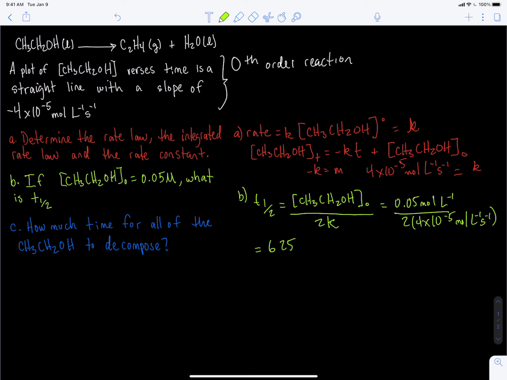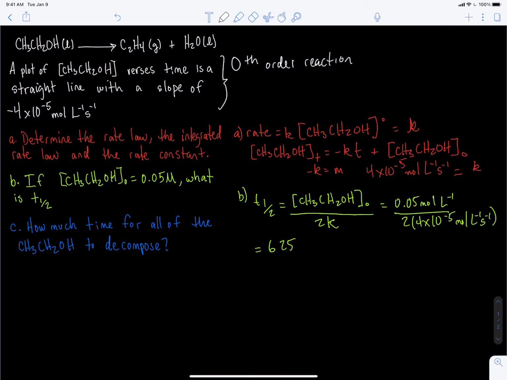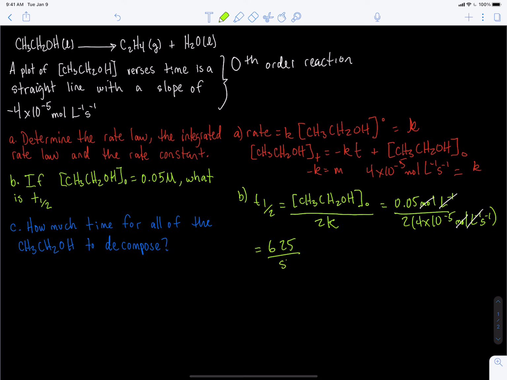625. And if we come and look at our units over here, we see that moles and moles cancels out, inverse liters and inverse liters cancel out. And so we end up with the 625 over inverse seconds. Of course, we write that as 625 seconds. So the half-life for this reaction is 625 seconds. And that takes care of this part B of this problem.